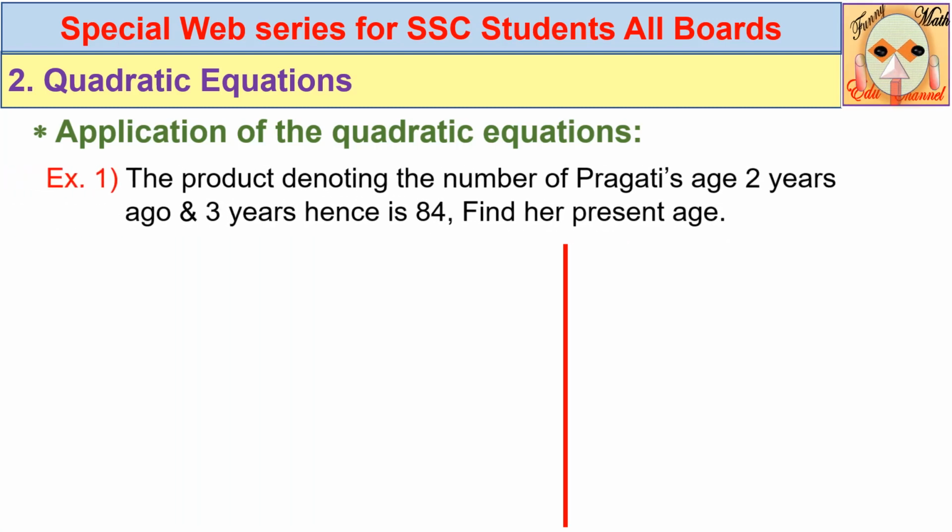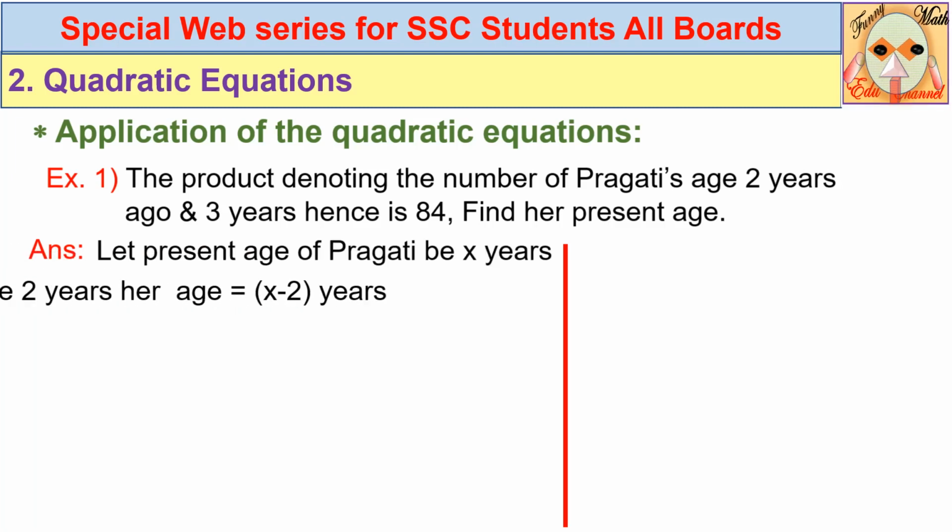The example is: the product of the numbers denoting Pragati's age 2 years ago and 3 years hence is 84. Then find her present age. What they are saying is that the product of Pragati's age 2 years ago and 3 years hence is 84. Find the present age. Student, always keep in mind that when there is a verbal problem, what you have to find out, you first assign as a variable. We have to find out the present age of Pragati. So let us write down the answer.